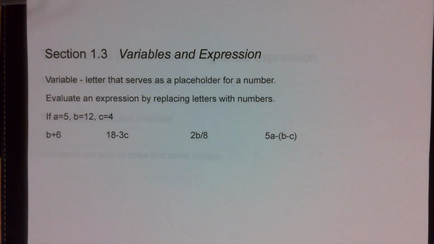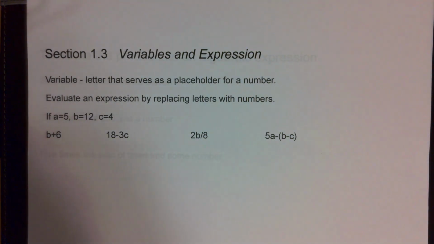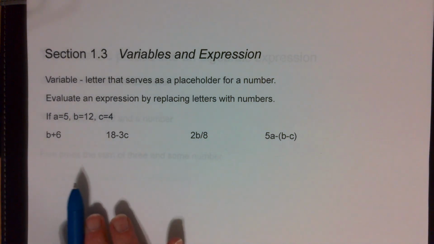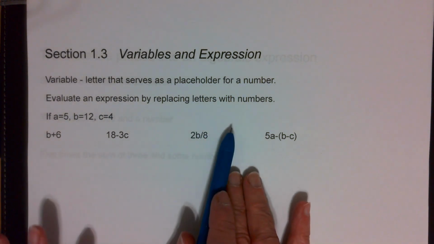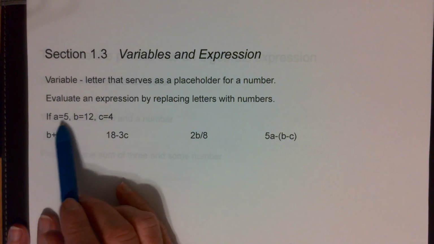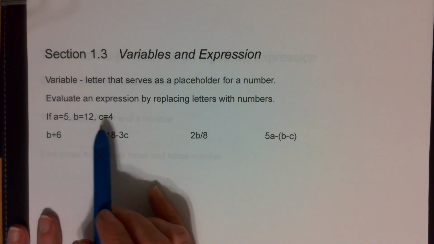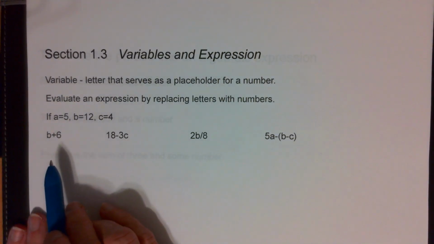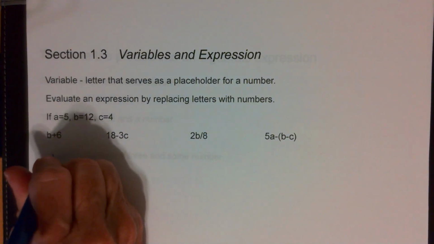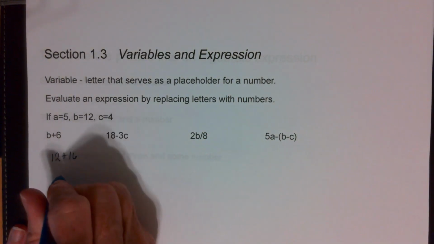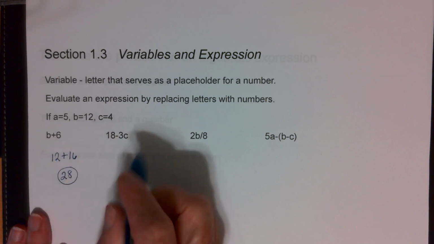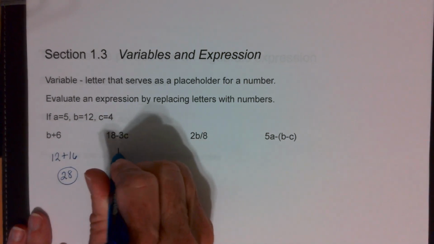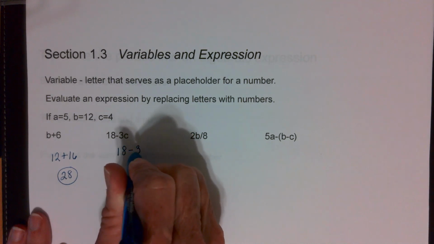Section 1.3. We talked about variables and expressions. Remember, a variable is a letter that serves as a placeholder for a number. So it stands for a number. So you have to be able to evaluate an expression by replacing the letters with the numbers. So here it tells me that A is equal to 5, B is equal to 12, and C is equal to 4. So I'm going to substitute the numbers in. It's almost like those variables are like codes. So I have 12 plus 16, which is going to give me 28. Here I would have 18, and don't forget you have to do order of operations.